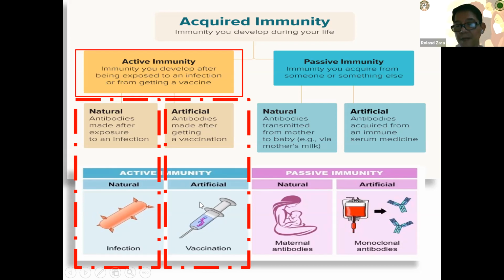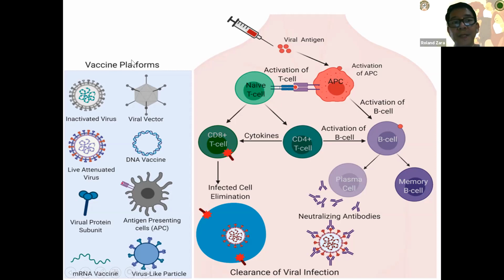In COVID-19 vaccines, you have several platforms. It may be an inactivated virus, like Sinovac; a viral vector, like AstraZeneca; a live attenuated virus, like the measles vaccine; or viral protein subunits, where only the spike itself is given to you. And you have the mRNA vaccines, Pfizer and Moderna.